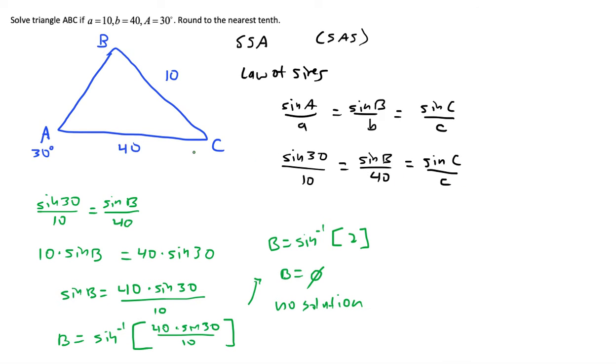Remember, this is an oblique triangle, so we cannot use the Pythagorean theorem here to find side c. We have to use the law of sines, but in this case, when we use the law of sines, we're going to get an error here. So in this case, there is no solution. We cannot solve this triangle.